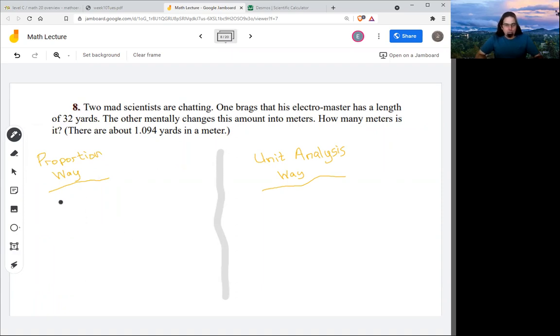So one situation is proportional to another. The thing that's always true is that there is 1.094 yards in 1 meter. That tells me yards has to stay on top and meters has to stay on the bottom. And what do we have? 32 yards.